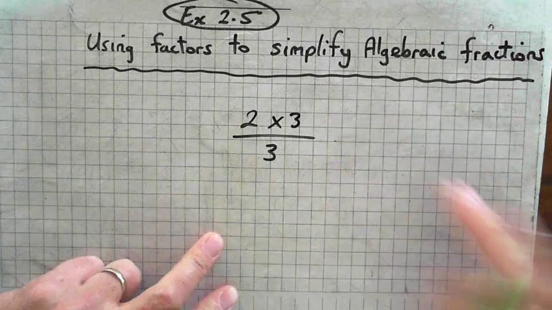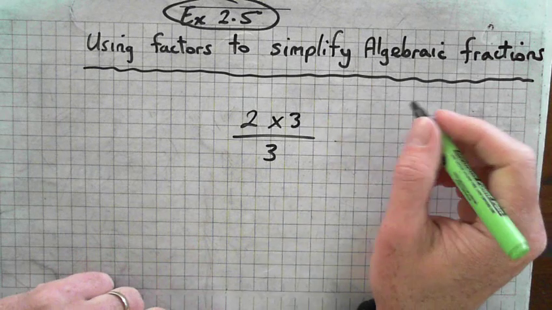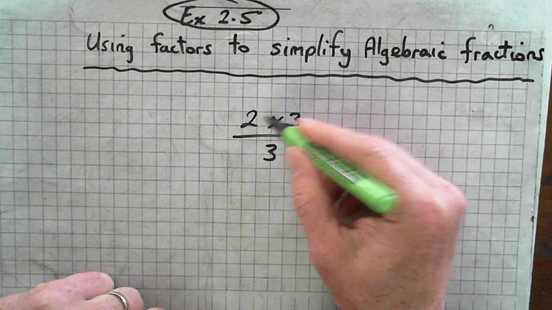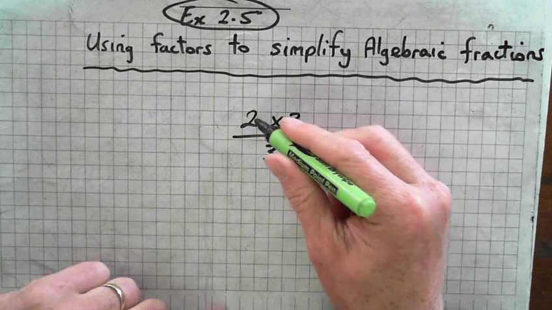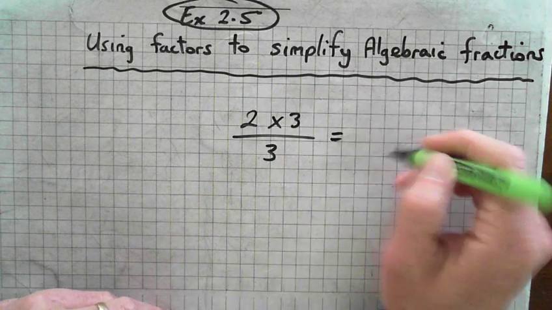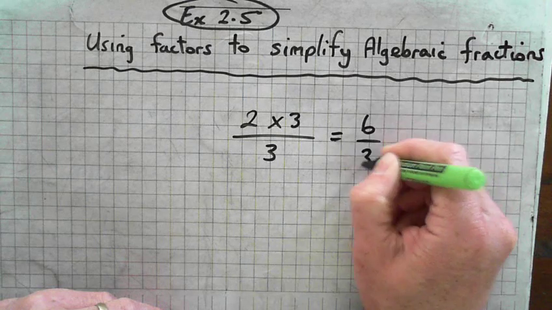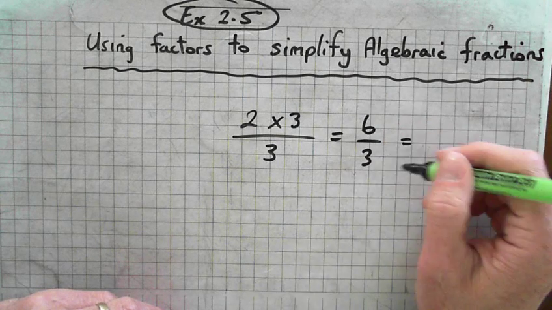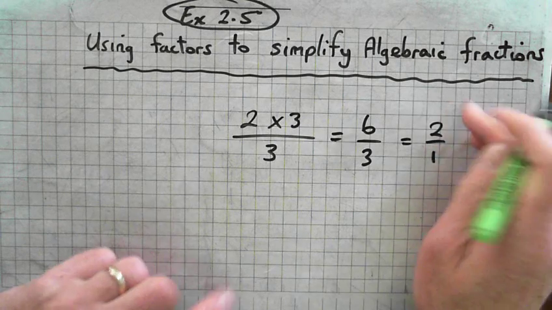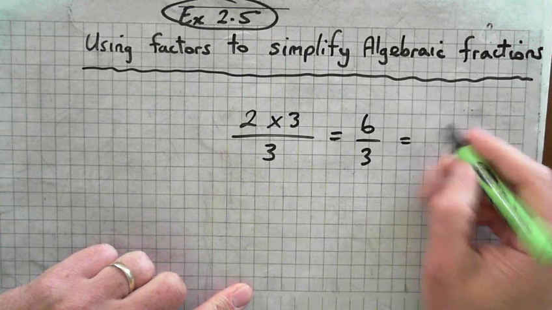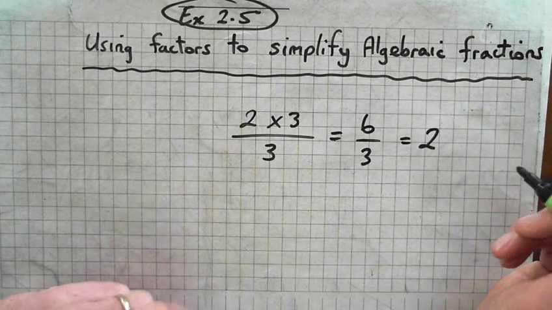Okay, so just watch. If I had 2 times 3 divided by 3, what is that? Now just listen. We talked about this already. 2 times 3 is 6 over 3. You can divide the bump below by 3, wouldn't you? You get 2 over 1, or just 2. 6 divided by 3 is 2.